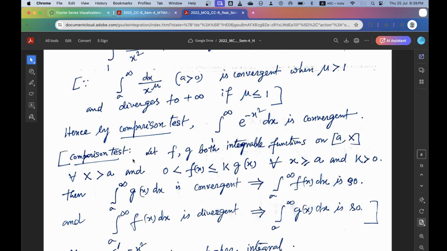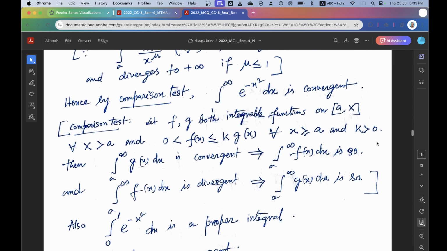What is the comparison test? Let f and g both be integrable functions on the closed interval [a, X] for all X greater than a, and 0 less than or equal to f(x) less than or equal to k g(x) for all x greater than or equal to a, and k greater than 0. Then if the integral from a to infinity of g(x) dx is convergent, this implies the integral from a to infinity of f(x) dx is also convergent. And if the integral from a to infinity of f(x) dx is divergent, then this implies the integral from a to infinity of g(x) dx is also divergent.